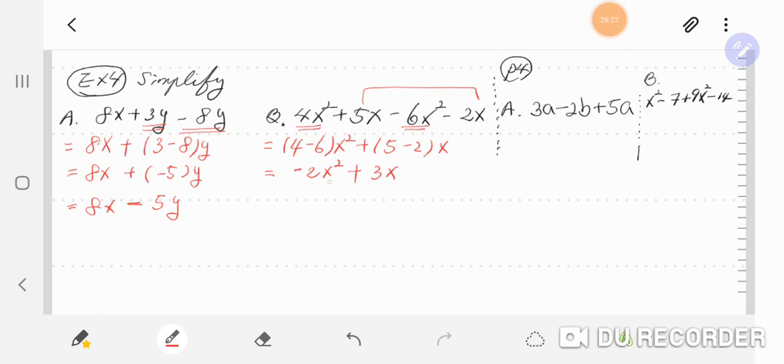That's it. One is negative 2x squared. Are these two like terms? Of course not. This is x squared, this is x. Different. So leave it. Okay, problem 4.